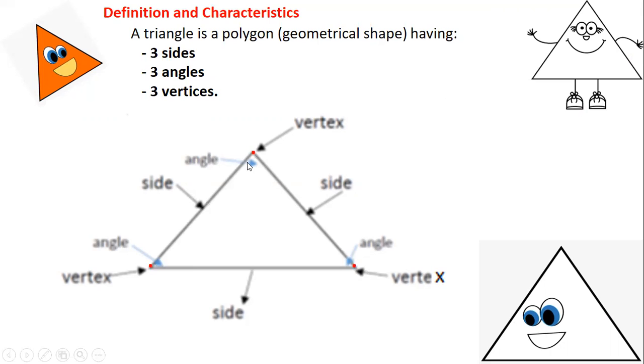We have 3 angles. This is an angle between 2 sides, this is an angle between 2 sides, and this is an angle between 2 sides. So we have 3 angles, and we have 3 sides. This is the first side, this is the second side, this is the third side. So in any triangle, we have 3 sides, 3 angles, and 3 vertices. These are the elements of any triangle.